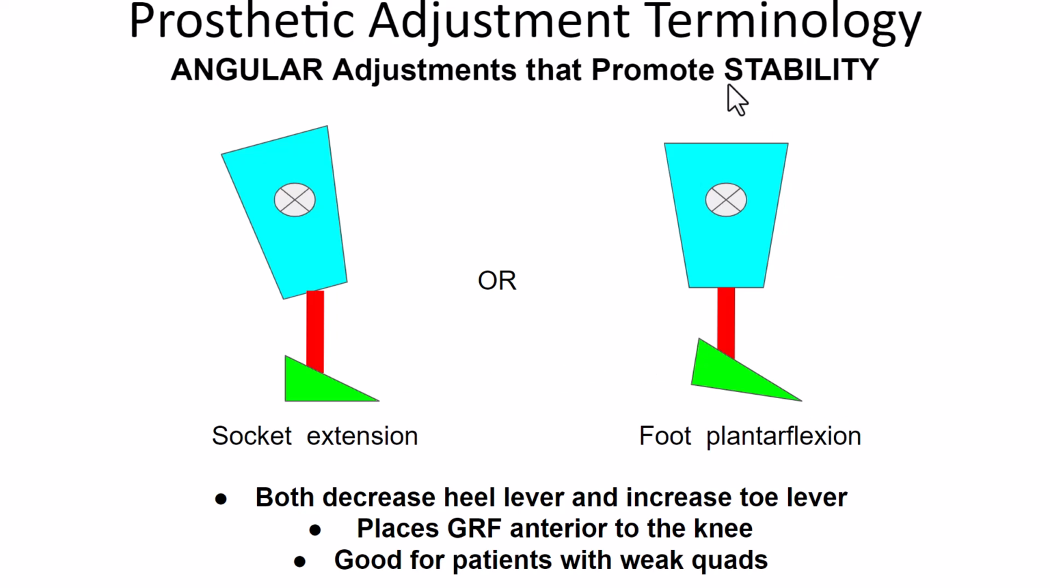Same thing happens over here with the foot that's plantar flexed. Hopefully you can see that if you take this image here with the plantar flexed foot and you rotate it a little bit counterclockwise, it looks a whole lot like the socket extension. You're just putting the foot up and rotating the socket backward. Both of these situations are going to place the ground reaction force anterior to the knee, promote stability, and it's really good for patients with weak quads.